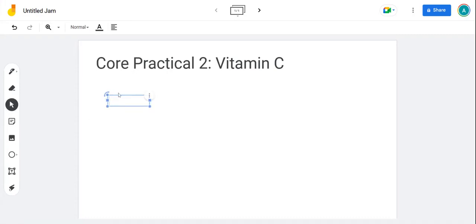Hi there, welcome to Core Practical 2, which is the vitamin C one. So we're going to go through how this experiment works, how you do it, what you find out, etc.